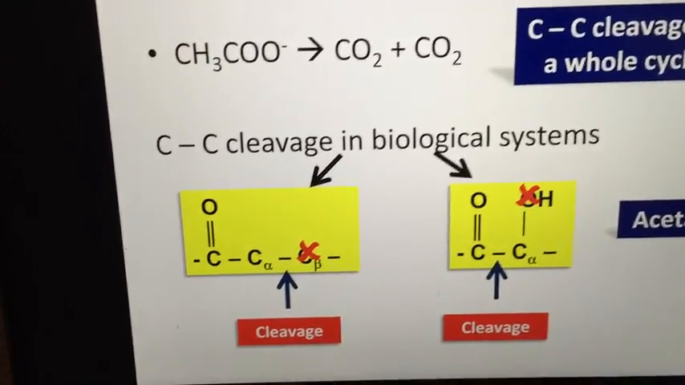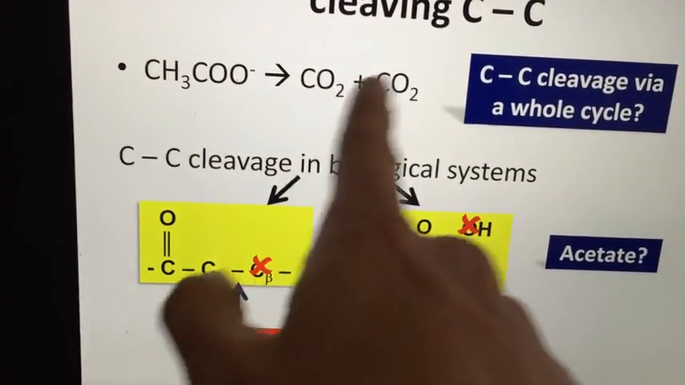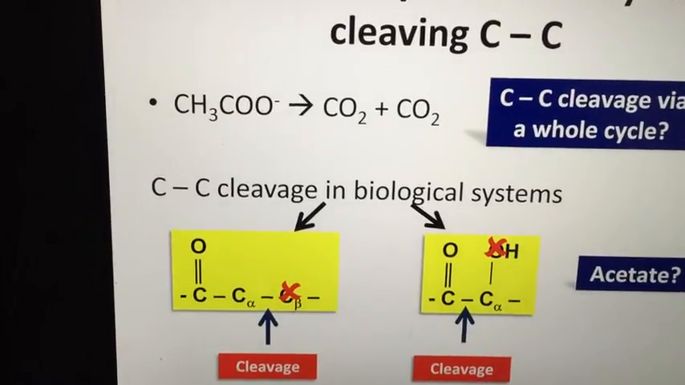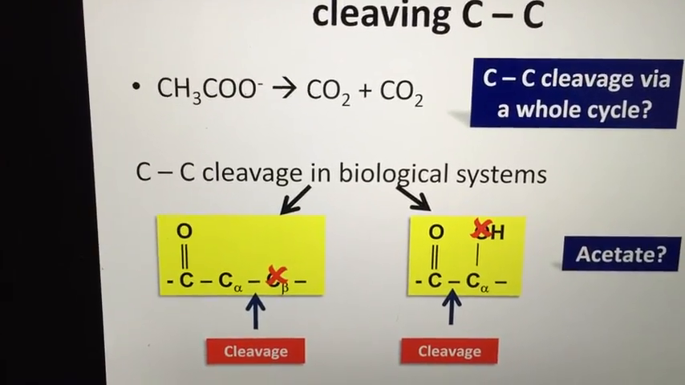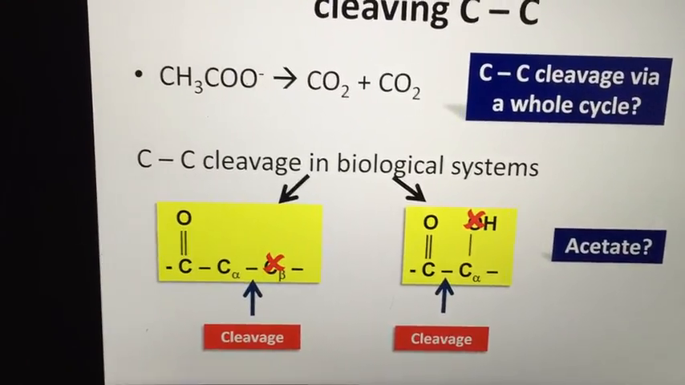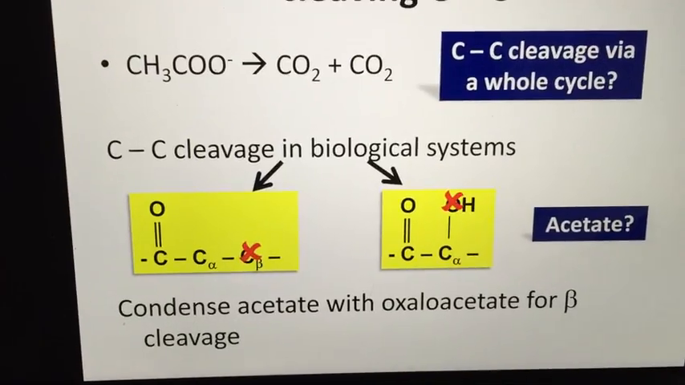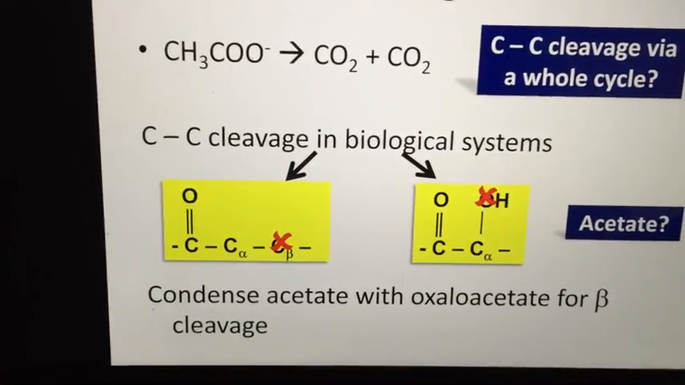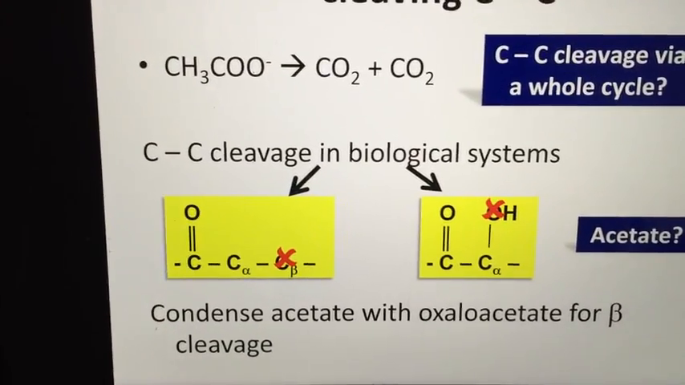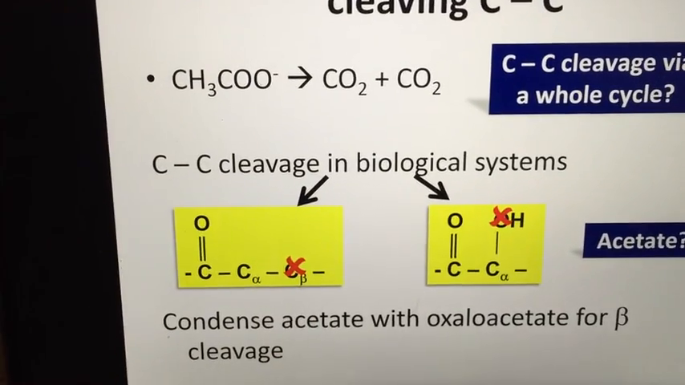So cleavage is not going to be feasible of this acetate moiety to form the 2 carbon dioxides as it is, and this is why the citric acid cycle is necessary, so that we can get that cleavage, so that we can get the carbon dioxides released. So what happens is the acetate is condensed with oxaloacetate to allow this beta cleavage reaction to happen.